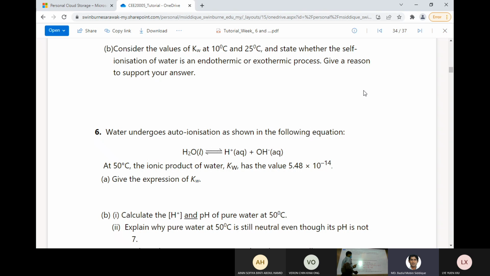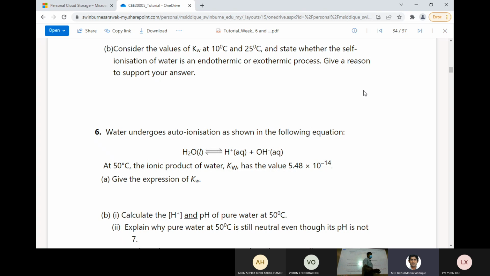So from there, it is the square root of 5.48 times 10 negative 14. So this is your hydrogen ion concentration. 2.34 times 10 negative 7. So this is the hydrogen ion concentration of water at 50 degrees centigrade.